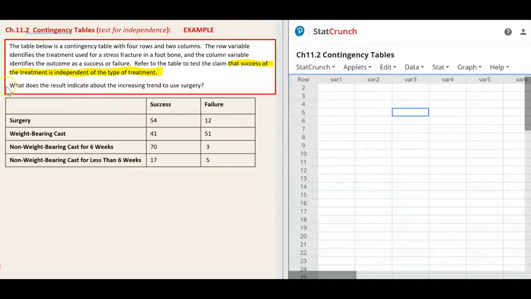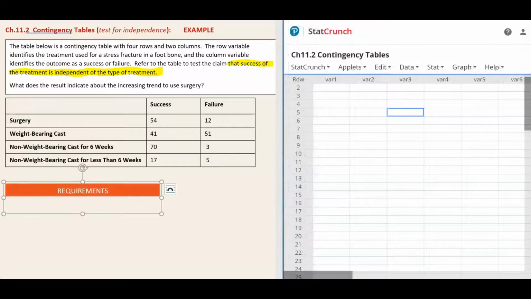And after we have the results, we'll be able to answer the question, what does the result indicate about the increasing trend to use surgery? First, we need to check if the requirements are met. First requirement, the sample data are randomly selected.